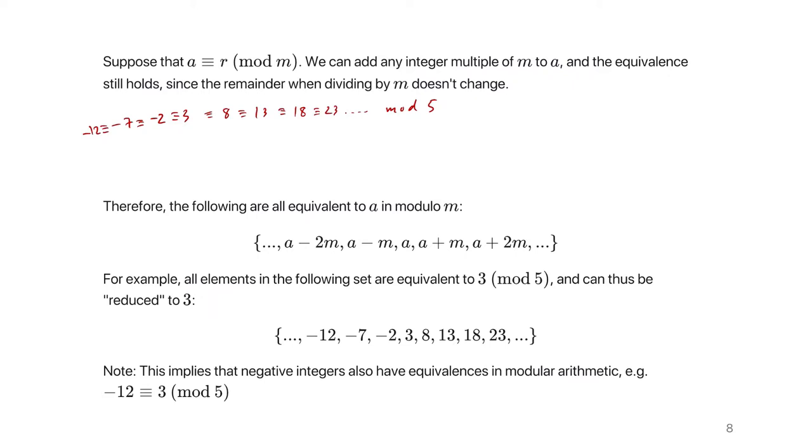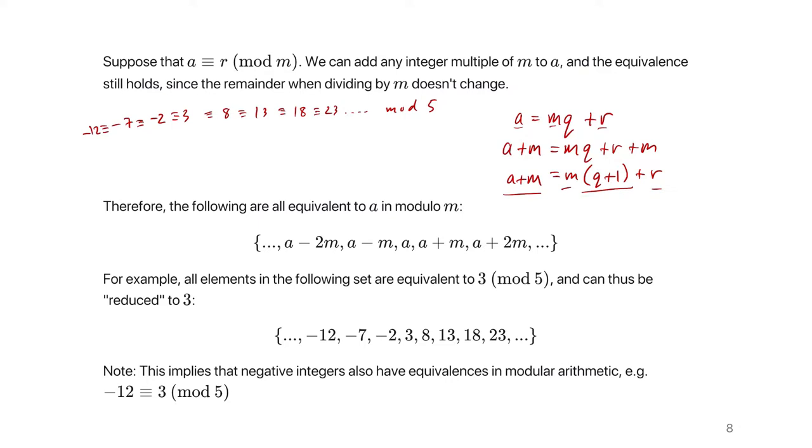Okay? A quick little proof of this fact. If you have a equal to m times q plus r, I'm saying the remainder when I divide a by m is r. I can add m to both sides, right? a plus m is mq plus r plus m. Well, that's just m times q plus 1, plus r. So I'm still writing a plus m as divisor times quotient plus remainder. And you see, the remainder is the same. So if I just add m, the remainder when I divide by m doesn't change, okay?